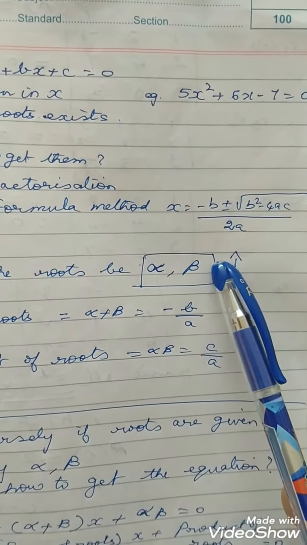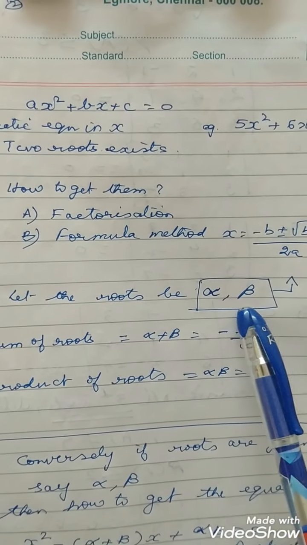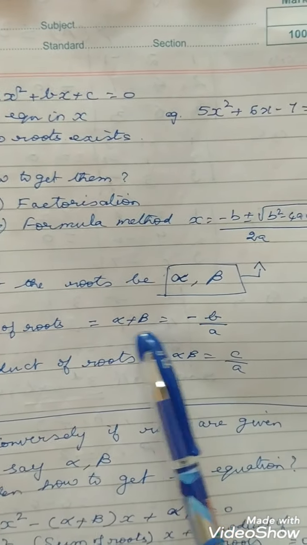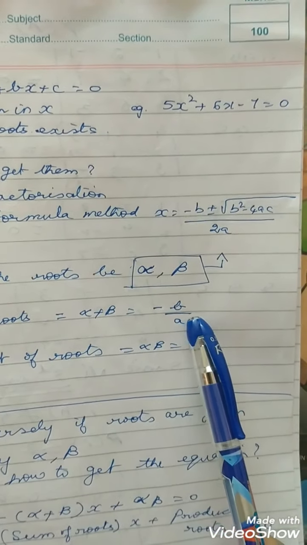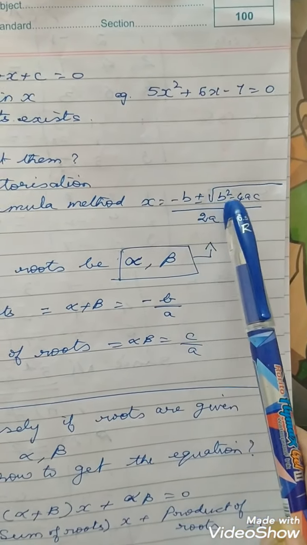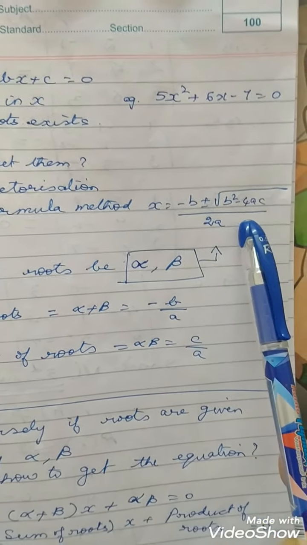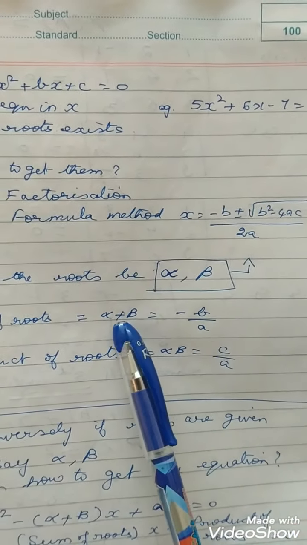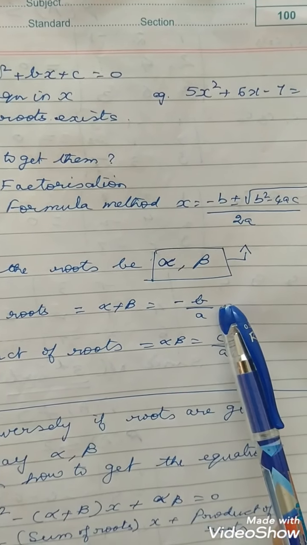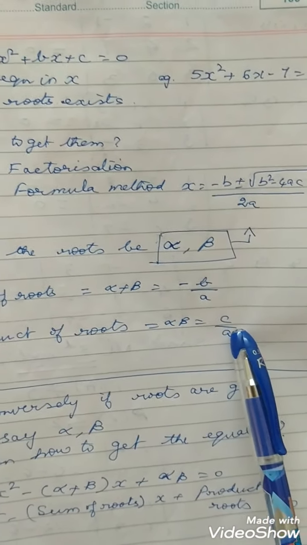So the two roots of the given quadratic equation, let them be alpha and beta. Now we shall try to get the sum of the two roots. Alpha stands for minus b plus root of b squared minus 4ac by 2a, and beta stands for minus b minus root of b squared minus 4ac by 2a. So if you add up the two roots, you will get minus b by a. And when you find the product of the two roots, you get it as c by a.